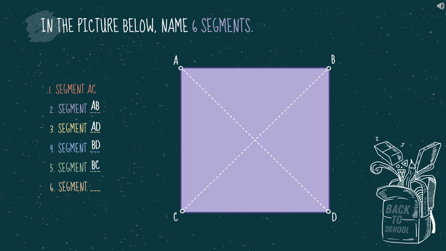The fifth segment is segment BC. And the sixth segment is segment CD. Have a look at these segments, grade 3. Can you see how we get from each letter by following a straight line? We can't skip any out. We need to follow a straight line and see which 2 letters we can reach on either side.